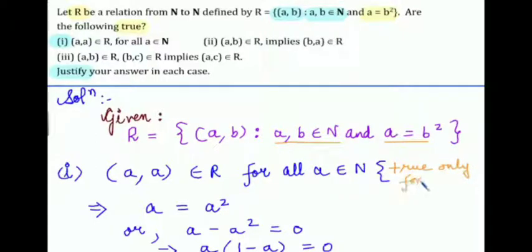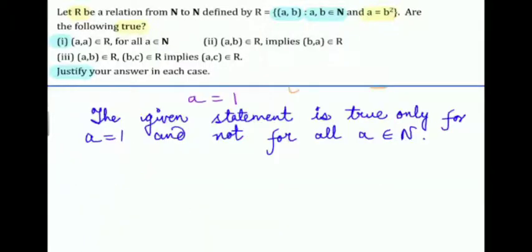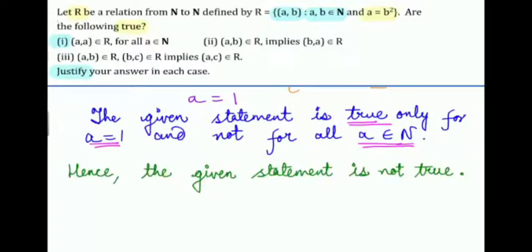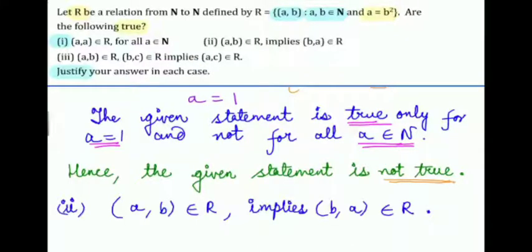So (a, a) belongs to R is possible only for a is equal to 1, true only for a is equal to 1, and not for all a belongs to N. So our statement is false. (a, a) belongs to R for all a belongs to N, hence the given statement is not true. If this statement is written as (a, a) belongs to R for only a is equal to 1, then the statement is true. Now move on to our second statement.